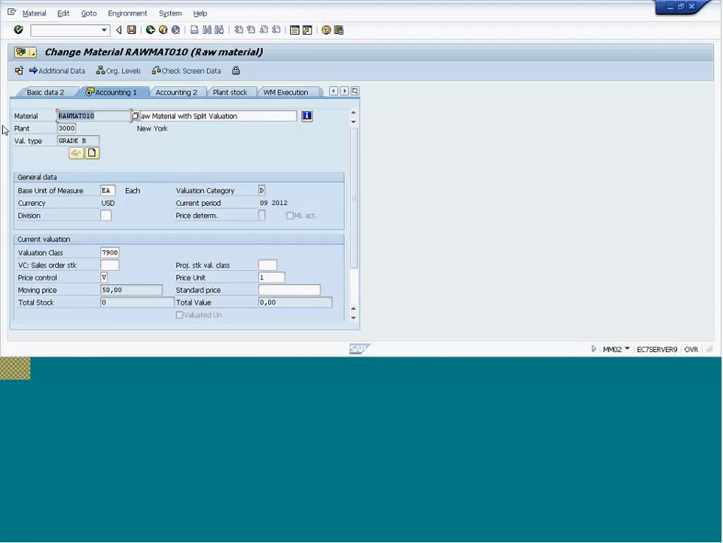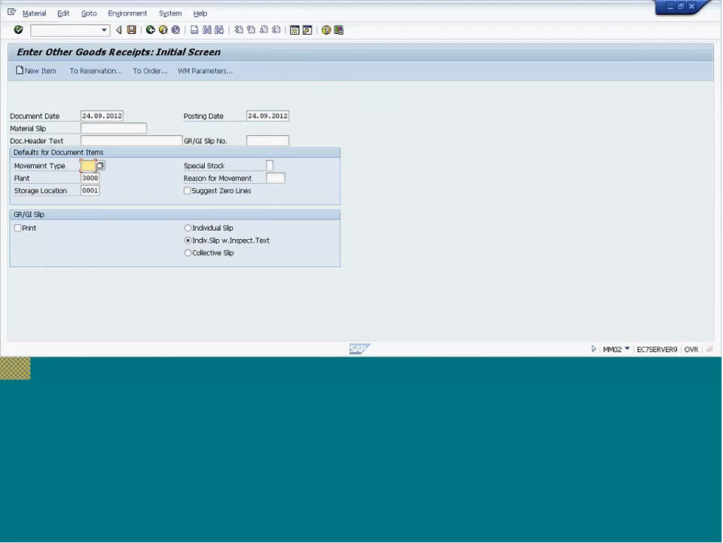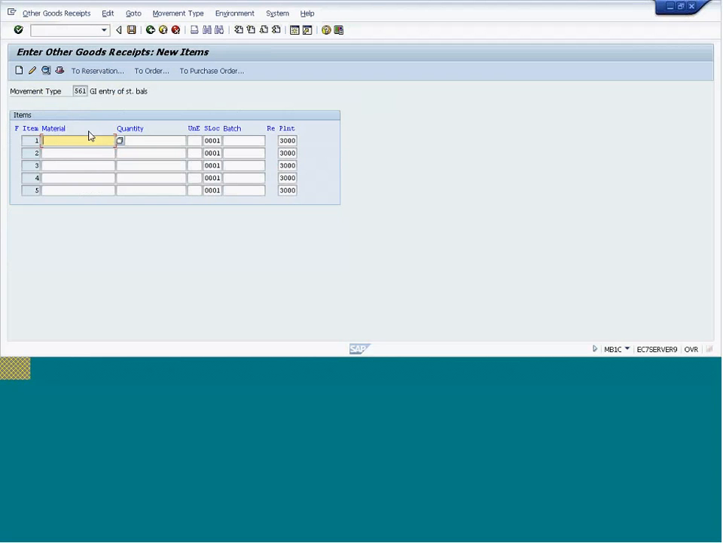The system will force you to select either B or A. Okay. So now let me go into MB1C, again our favorite transaction, 561. To create that kind of material, we have to create it three times, depending upon how many splits you have. If you have 100 splits, you have to create 100 times.